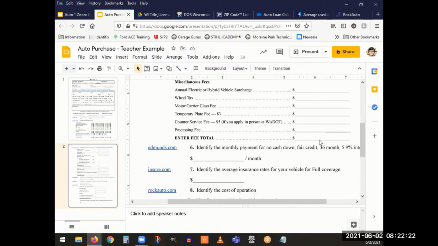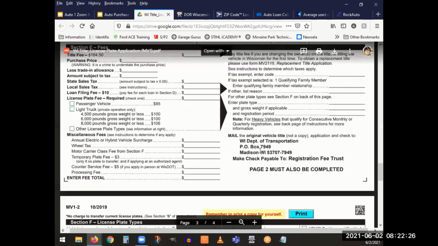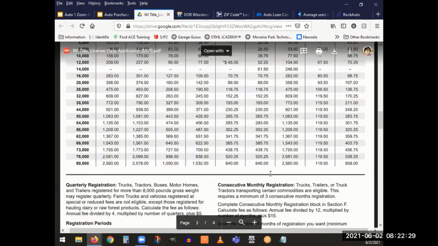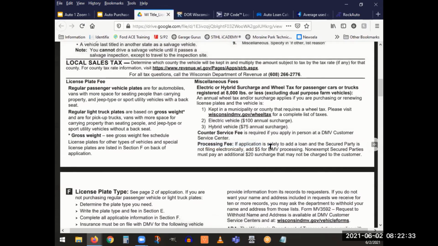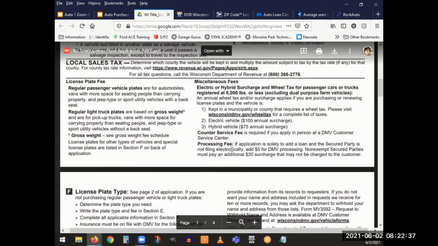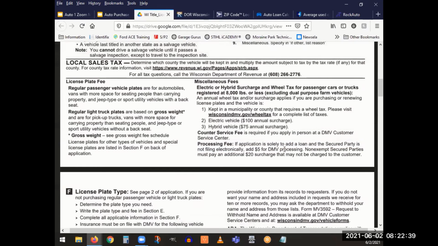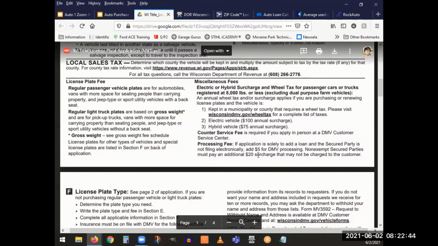What's the processing fee? Let's see here. Let's go up here. It talks about that. So processing fee: if an application is solely to add a loan and the security party is not filing electronically, add $5 for DMV processing. Non-exempt secured parties must pay an additional $20 surcharge that may not be charged to the customer. So $5, yep.